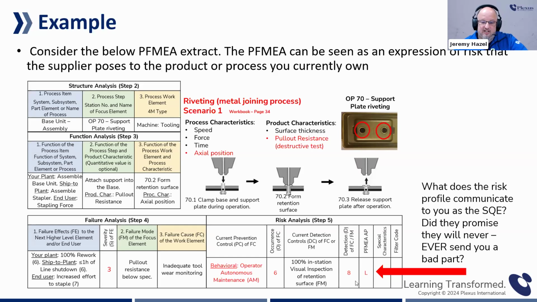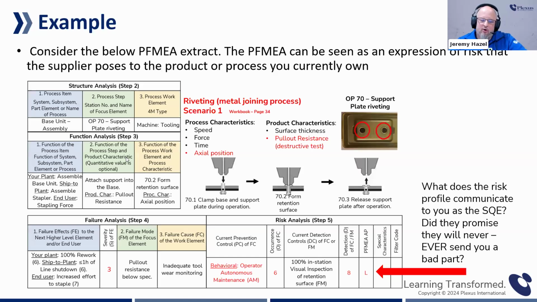So the story of this PPAP, and especially the PFMEA in this case, is telling you that this particular riveting machine, this operation, is about to pass a part to you that is going to rock your world. So now what do you do with that? You can go back to the supplier, and that's one option. Or you might have to spend money on your own process design.